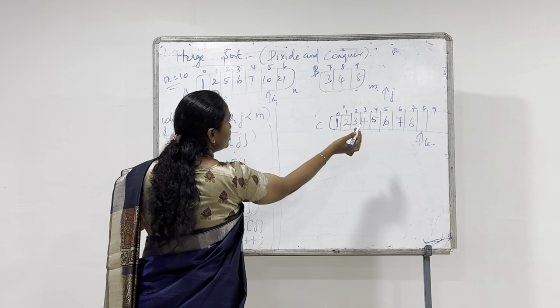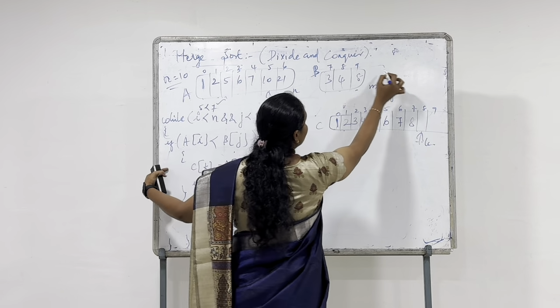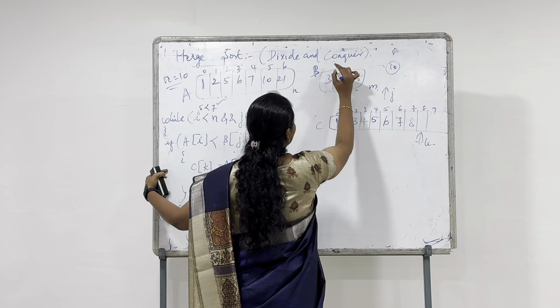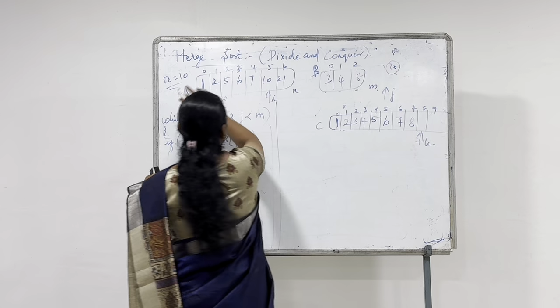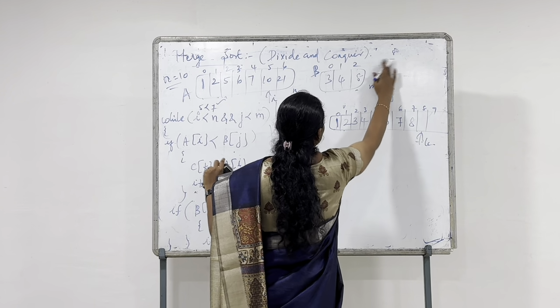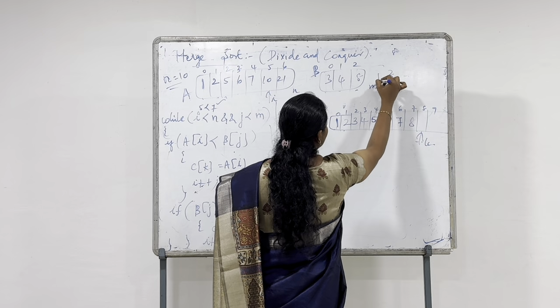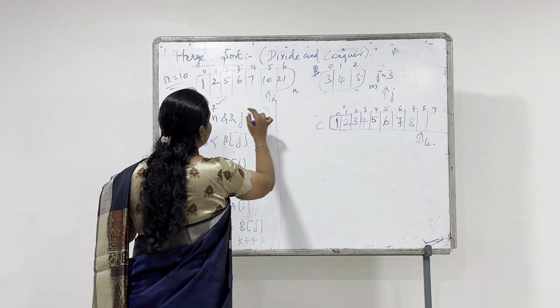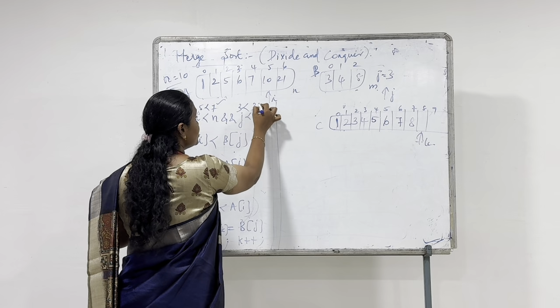And J, what is J value? J moved to the 10th position. Or take this as 0, 1, 2. Take this A array and B array as starting with index 0. So 0, 1, 2. Now J is at index 3. The total elements of this B array is 3. So 3 is less than 3, condition is false.